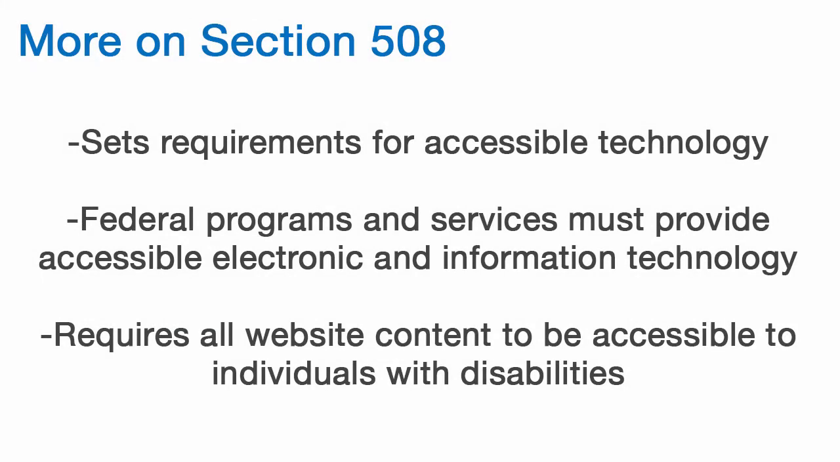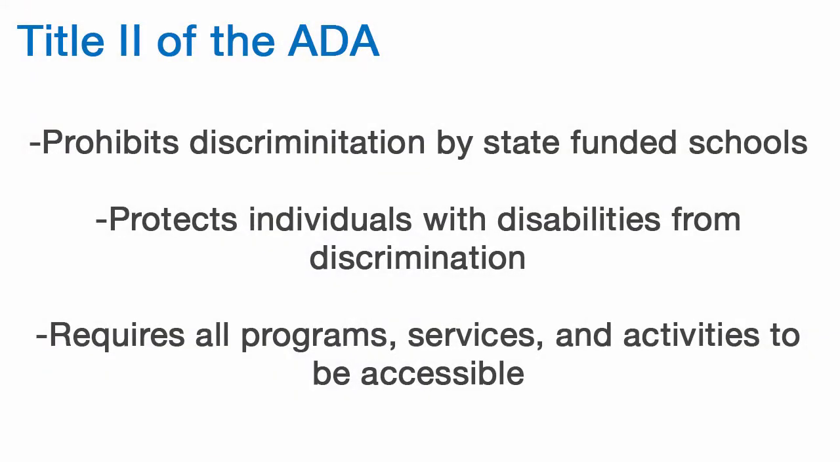Section 508 also applies to federal agencies and higher education institutions and sets requirements for accessible technology. It also enforces electronic and information technology to be fully accessible to individuals with disabilities. So, this means that any material that gets posted online, any documents or any videos, even the website itself must be accessible. There is also Title II of the Americans with Disabilities Act that prohibits discrimination by higher education institutions. All programs and services that are offered must be accessible to all students.